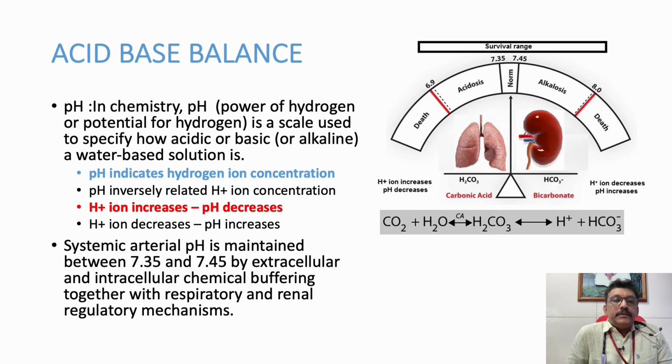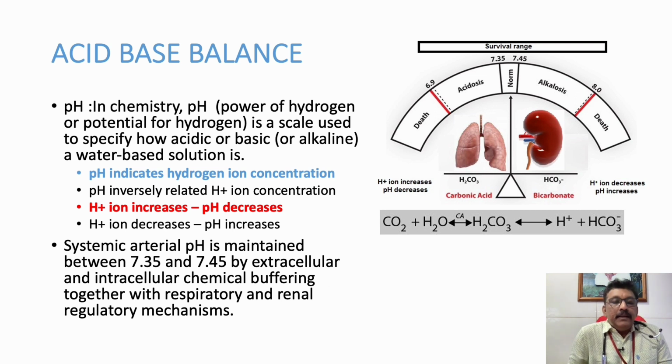pH indicates hydrogen ion concentration. pH is inversely related to hydrogen ion concentration. When hydrogen ion increases, you can see the pH decreases. When hydrogen ion decreases, pH increases. pH is maintained between 7.35 and 7.45.